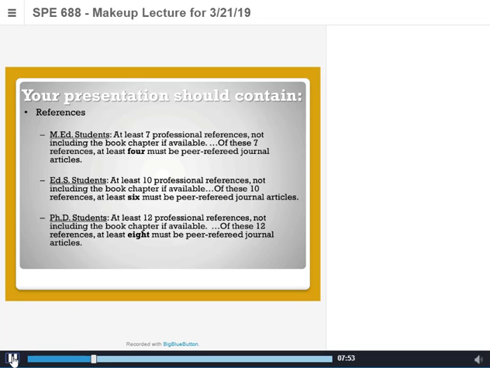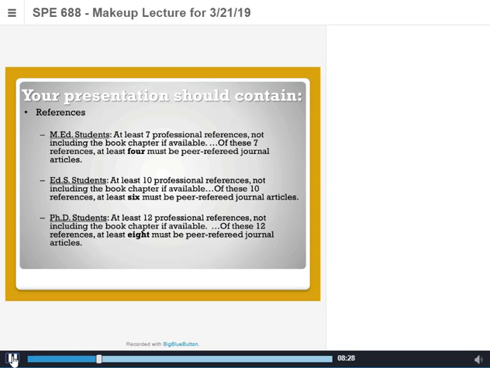Because we have students at various levels in class, and we are requiring this in multiple classes, you may see some differentiation in assignments. This is one of those areas. Master's students, you need to have at least 7 professional references, not including the book chapter if the book has a chapter on your condition. Of these 7 references, at least 4 must be from peer-reviewed journals. So if you have the book chapter from our textbook, that does not count in your 7 references.